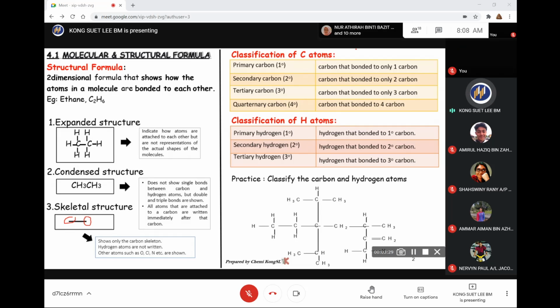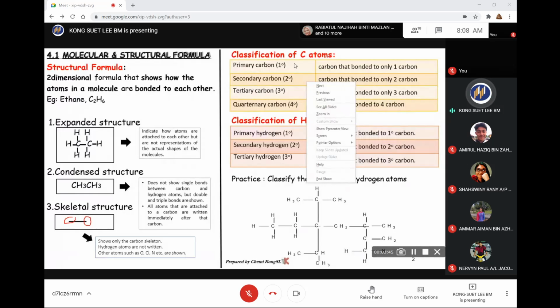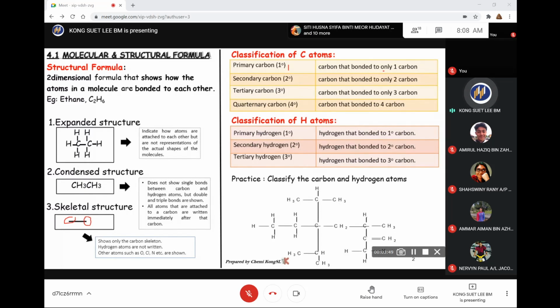Classification of carbon and hydrogen. You must classify carbon correctly, then only can you classify the hydrogen atoms correctly, because the classification of hydrogen is based on carbon. Okay, let's start. The first one, primary, is attached or bonded to only 1 carbon. Secondary, the carbon is attached to 2 carbons. Tertiary, attached to 3 carbons. And then quaternary, attached to 4 carbons.